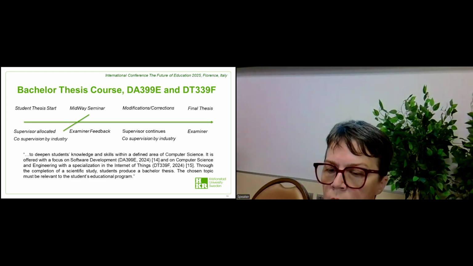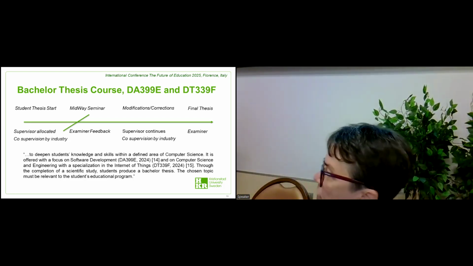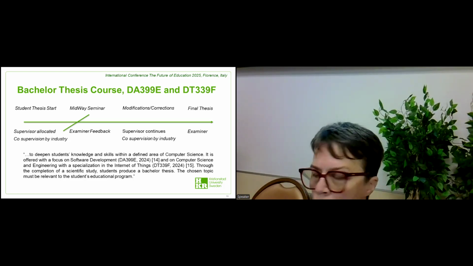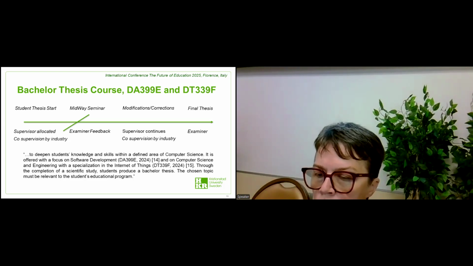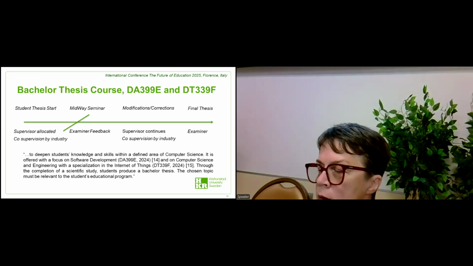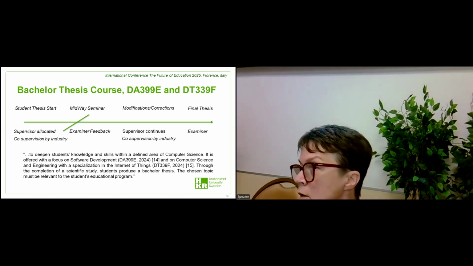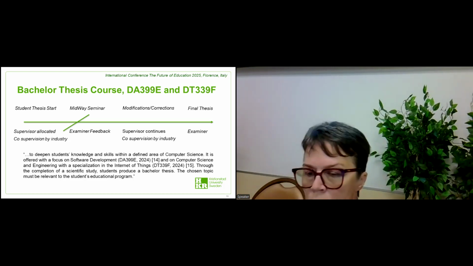And then we have modifications and corrections, we say dealing with that feedback that have occurred and supporting the students in the process. And then the supervisor continues, and then we have a final thesis at the end. And so we have quite many that we are pushing through. And this is quite a heavy load of work.